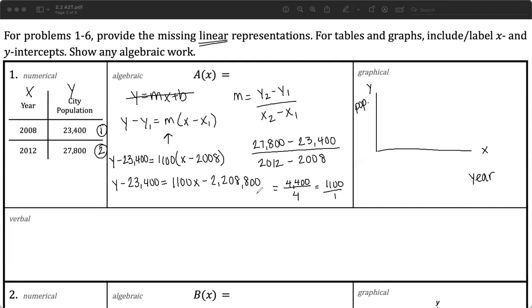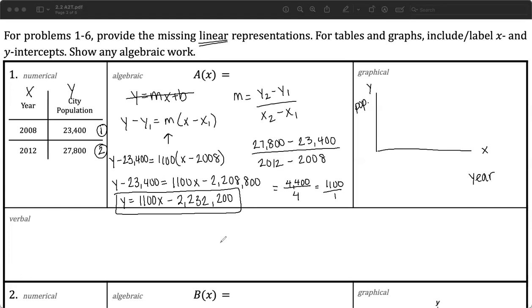We are going to go ahead and add this 23,400 to that. And so we're going to end up with y equals 1,100x minus 2,232,200. And this should be what my entire equation looks like.